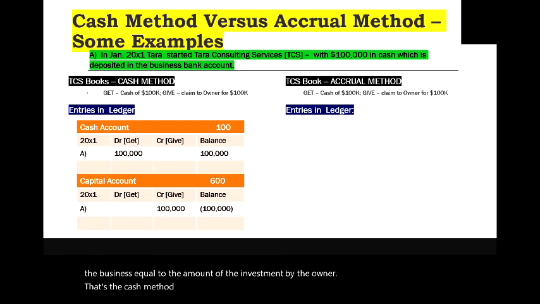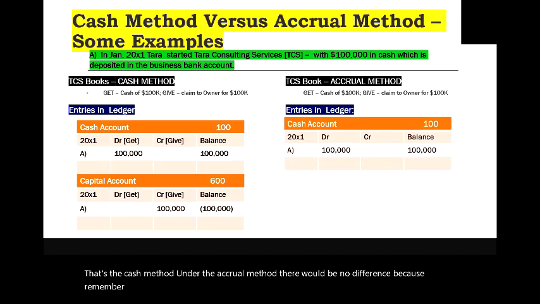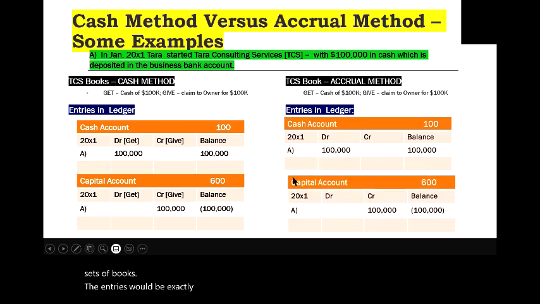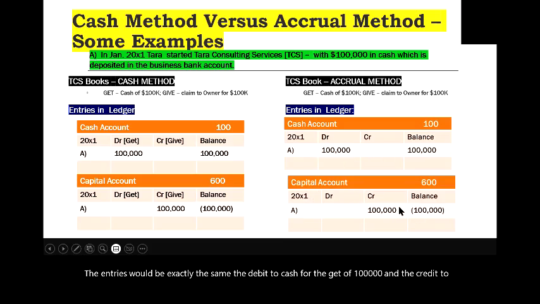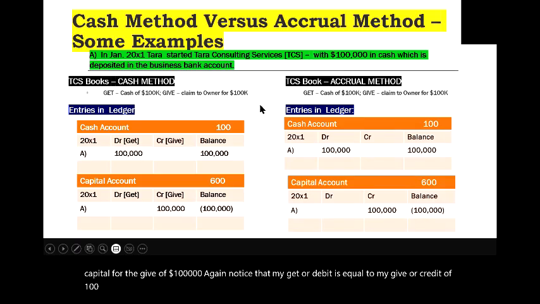Well, under the accrual method, there actually would be no difference because remember, the accrual method records cash transactions as well as credit transactions. So in both sets of books, the entries would be exactly the same: the debit to cash for the get of 100,000 and the credit to capital for the give of $100,000. Again, notice that my get or debit is equal to my give or credit of $100,000. Let's look at another transaction.